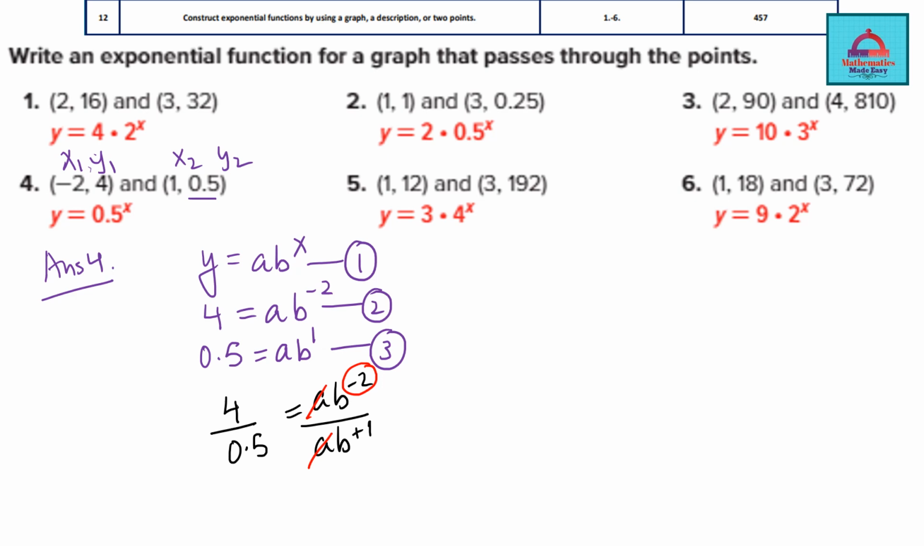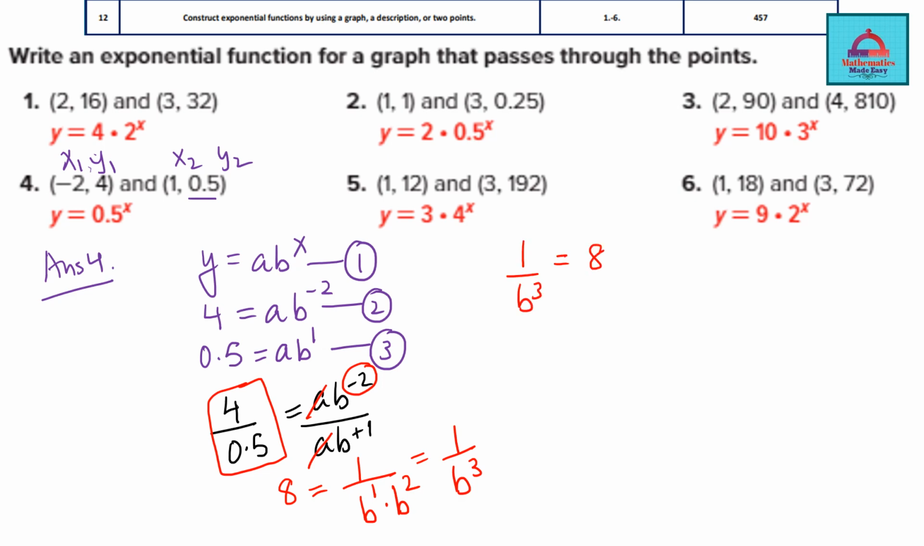So what do you do when you have power negative? First of all, 4 divided by 0.5 is going to give you 8, and here when you have negative power, this negative power comes down and becomes positive. So this is going to be 1 over, there's already a b to the power 1 here, and this b to the power minus 2, when it comes down it becomes b to the power 2 positive. So b2 plus b1 is going to give you b3. So what you get, 1 over b3 is equal to 8.